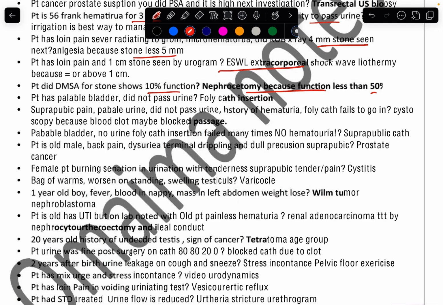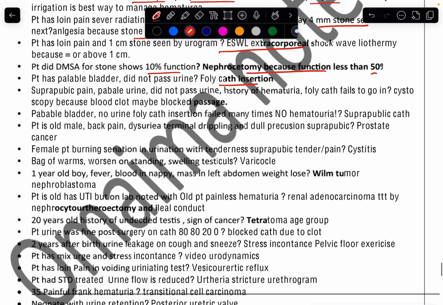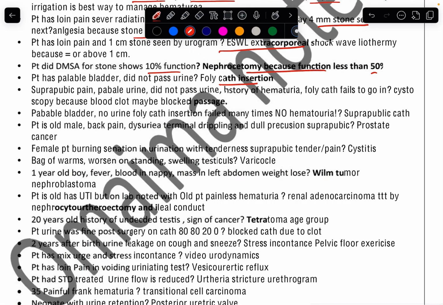Patient has palpable bladder, does not pass urine, Foley's catheterization. Suprapubic palpable, urine not passed, hematuria, Foley's catheter. Palpable bladder, no urine, Foley's inserted, failed many times, no hematuria. Patient is old, dysuria, terminal dribbling and dull percussion, prostate cancer. Female patient, burning sensation, urination, tenderness, suprapubic pain, cystitis.